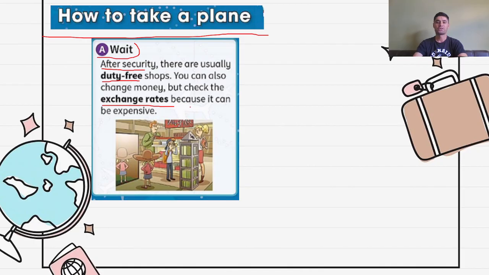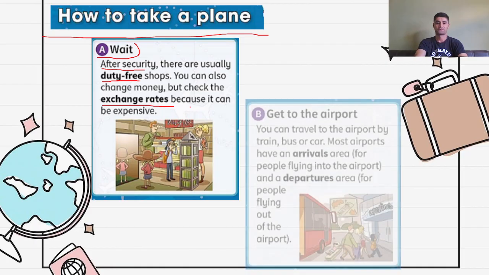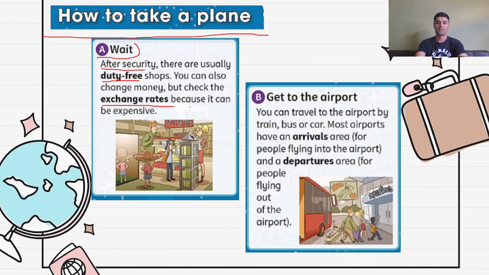Exchange rate is the rate of money when you exchange it to another currency. You should first check the rate, how much money you're going to change it for. Get to the airport. You can travel to the airport by train, bus, or car. Most airports have an arrivals area for people flying into the airport. It's called arrivals. And for people flying out of the airport, the spot is called departures.